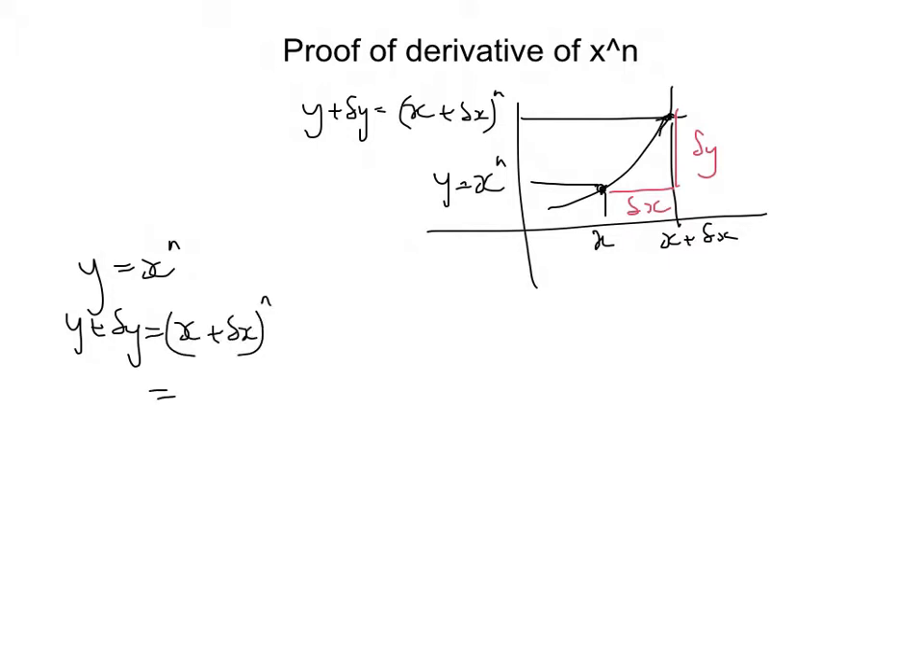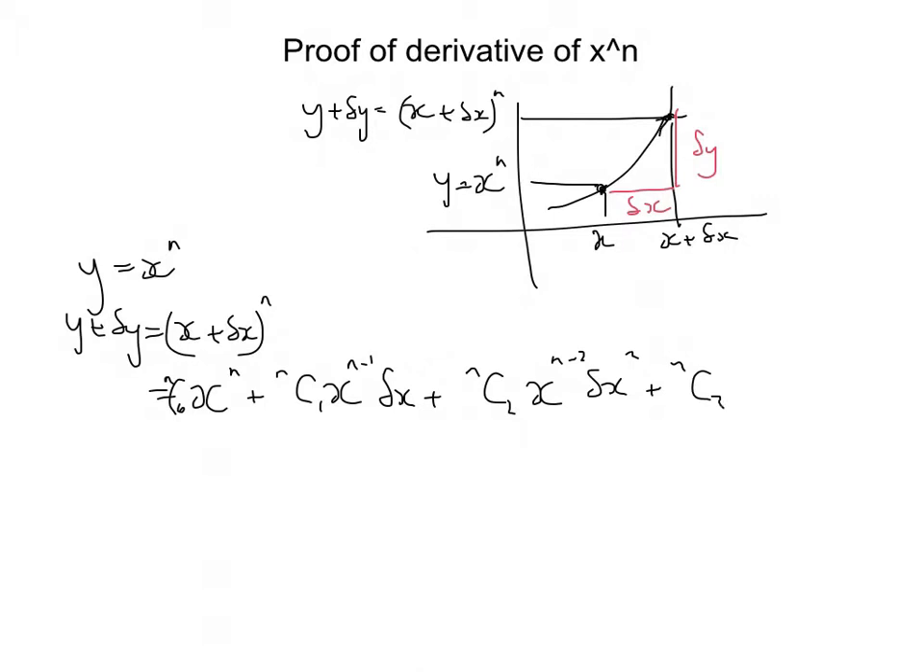We expand using the binomial expansion. x to the n, that was n choose 0 there. n choose 0, x to the n, plus n choose 1, x to the n minus 1, delta x, plus n choose 2, x to the n minus 2, delta x squared, plus n choose 3, x to the n minus 3, so decreasing those powers on x and increasing the powers on delta x, and this would go all the way across to delta x to the n.